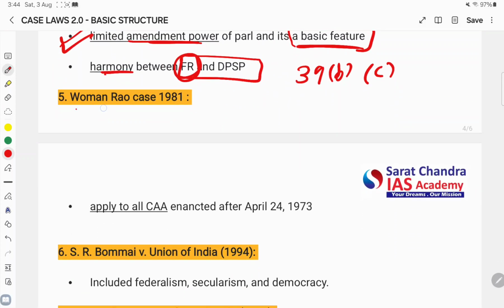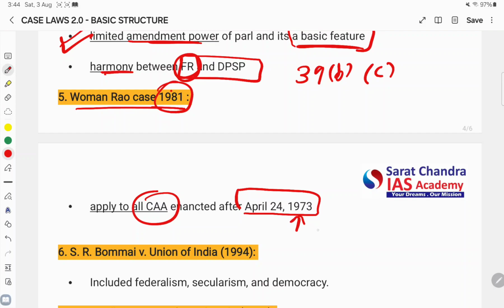The next case is the Waman Rao case of 1981. In this case, the Supreme Court said that all constitutional amendment acts enacted after 24th April 1973, which is the date of the Kesavananda Bharati judgment, will come under the scrutiny of the judiciary. Whether they infringe or violate the basic feature or not can be scrutinized by the judiciary.